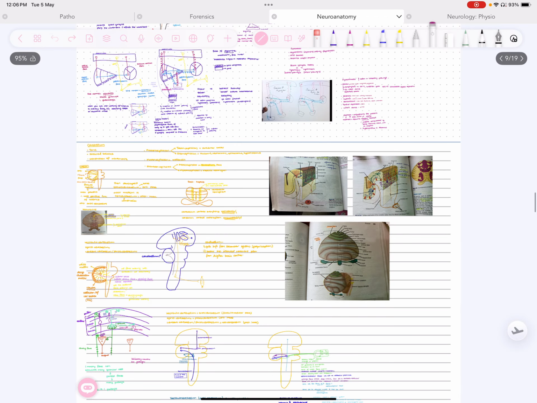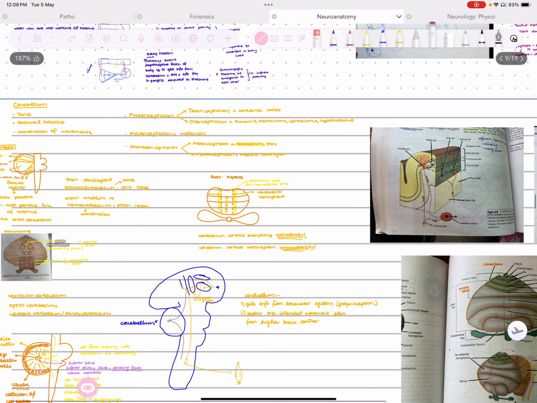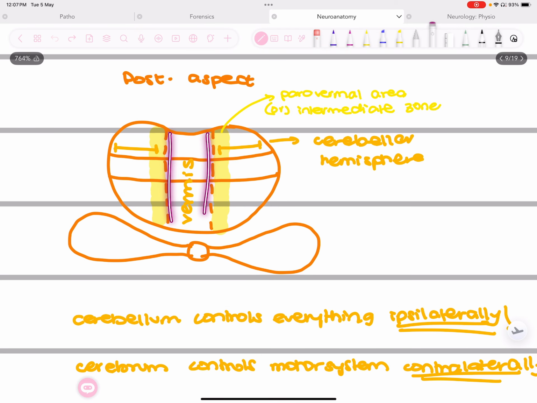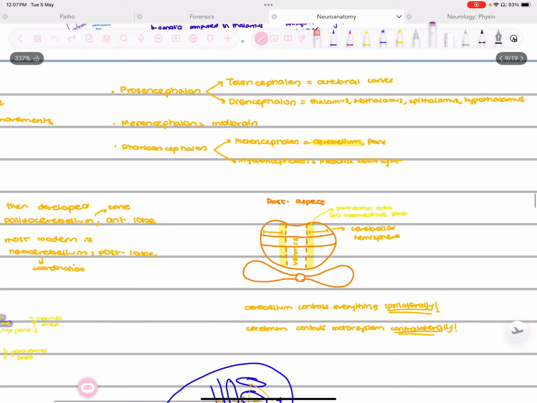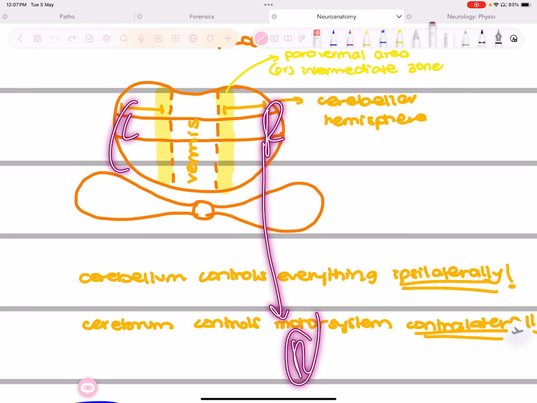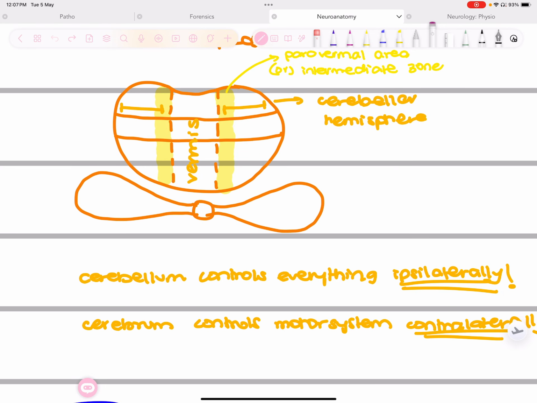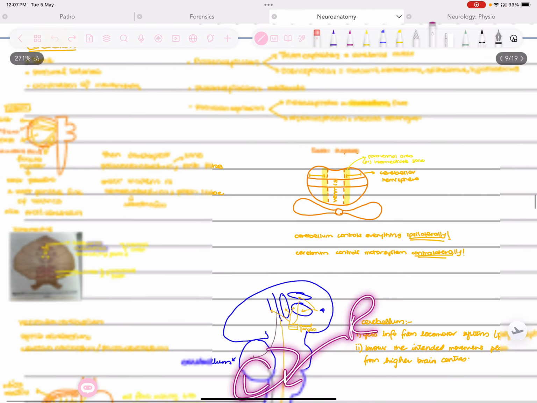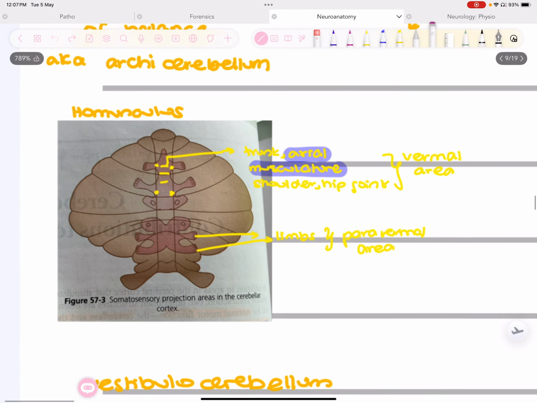Now, when you talk about cerebellum, there is a homunculus that forms. So here you can see this is the vermis, this is the paravermal area, intermediate zone, and then you have the cerebellar hemispheres. Now, cerebellum controls everything ipsilateral. For example, the right side of the cerebellum controls everything on the right side. The left side of the cerebellum controls everything on the left side. This is quite the opposite of the cerebrum. Cerebrum controls motor system contralaterally. For example, the right part of the cerebrum controls the left half of the body.